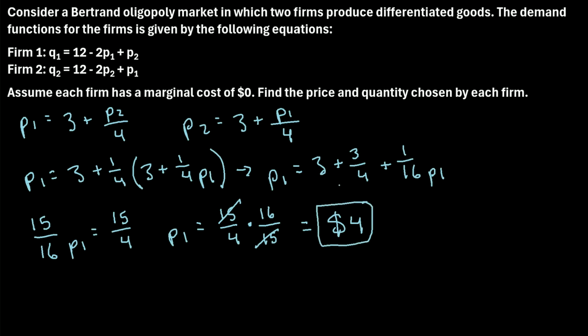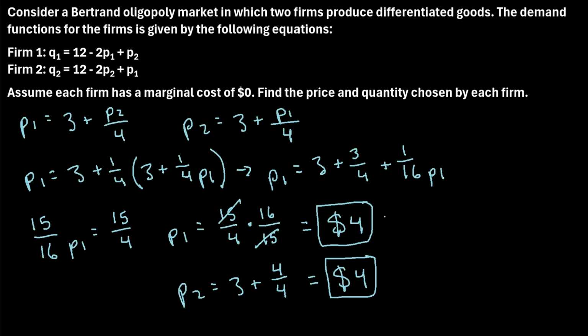Now that we figured out what firm 1 will charge for their price, we can plug that into P1 right here, into the P2 reaction function, and we'll figure out what is P2, so price 2. So that's just going to be P2 is equal to 3 plus, we'll have 4 over 4. So this is just 1, so we have 3 plus 1, which is also 4. So price 2, the price set by firm 2, will also be $4.